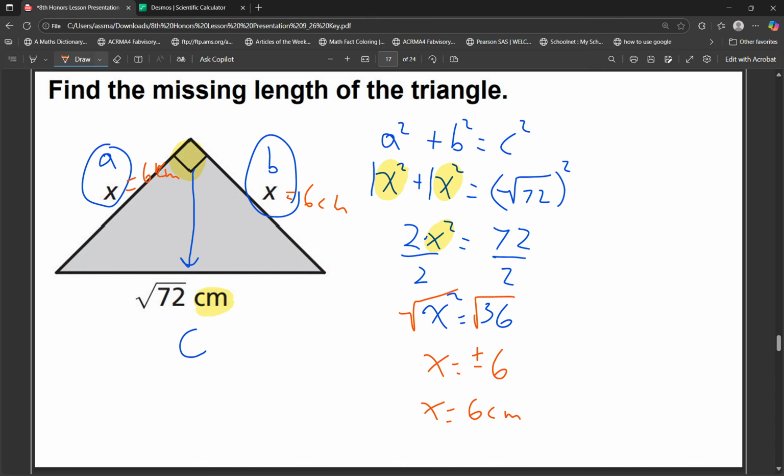Okay. And then later on, you'll find out what these angles are if you know that these two are the same thing. I'll let you explore that on your own, though.